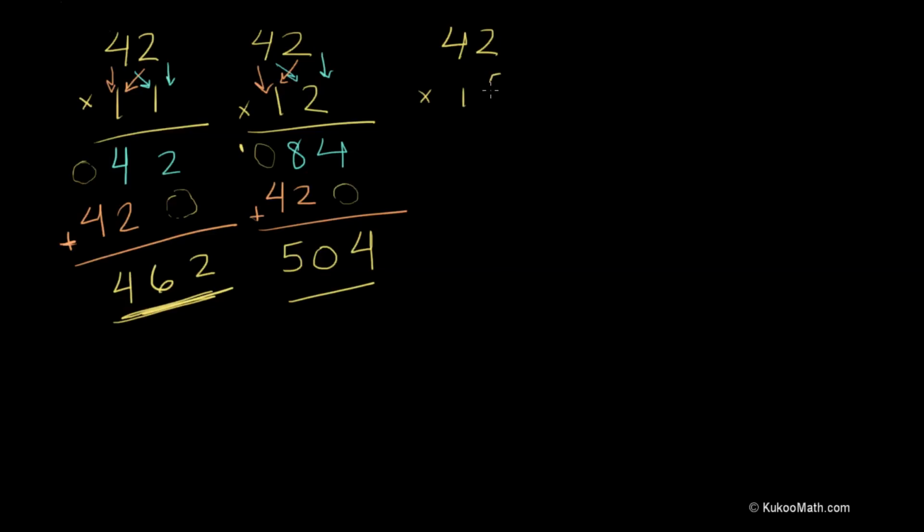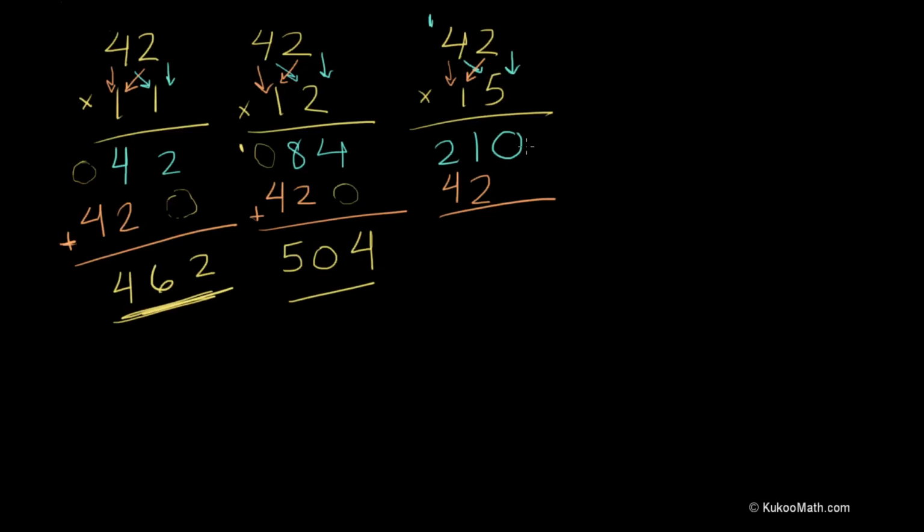42 times 15. Our first step is to multiply 2 times 5, which is 10. So we're going to write the 0 and carry the 1. 4 times 5 is 20, plus 1 is 21. So we can write 21 right here. Now we go to the next row. 2 times 1 is equal to 2. So we write 2 over here. 4 times 1 is 4. So we write 4 over here.